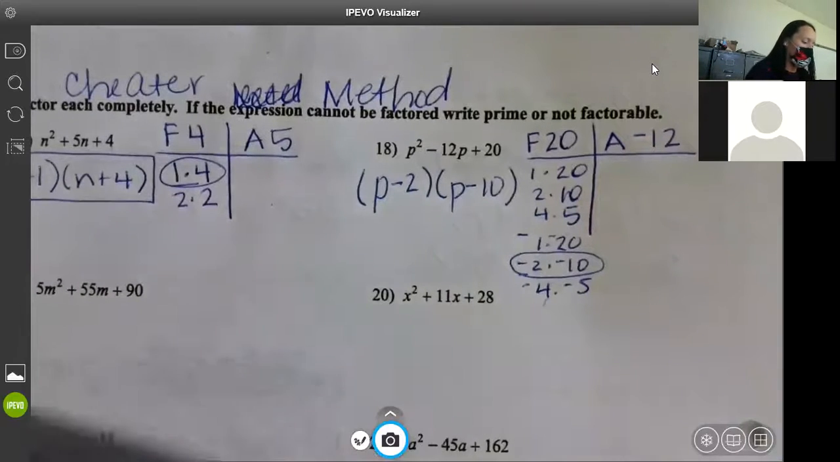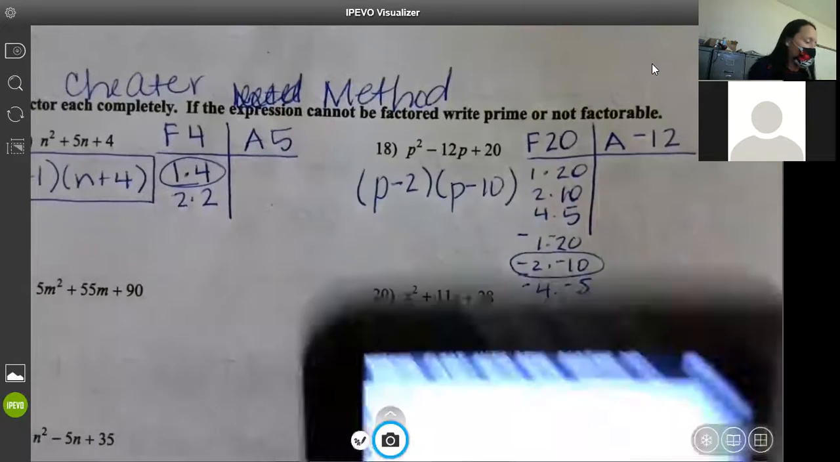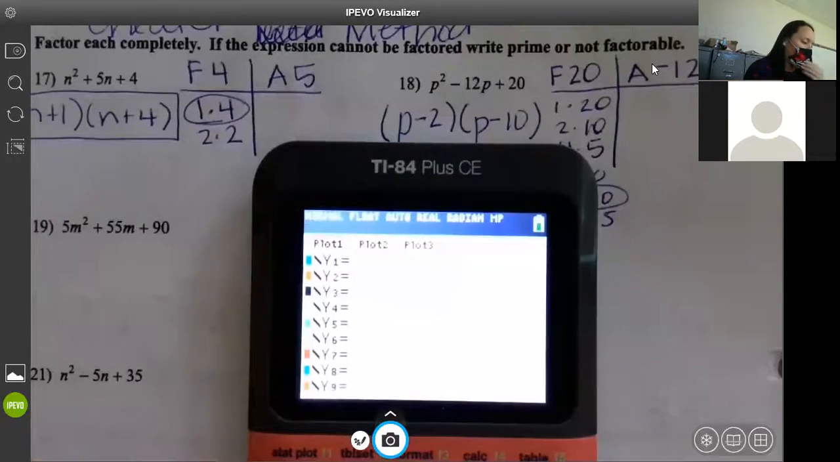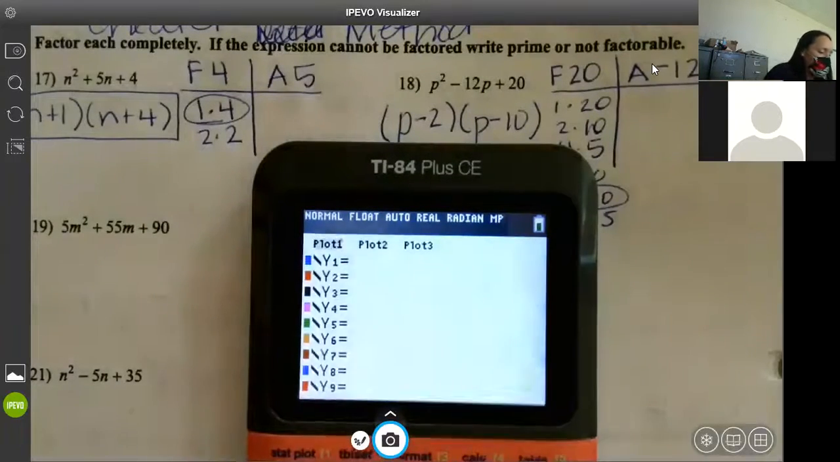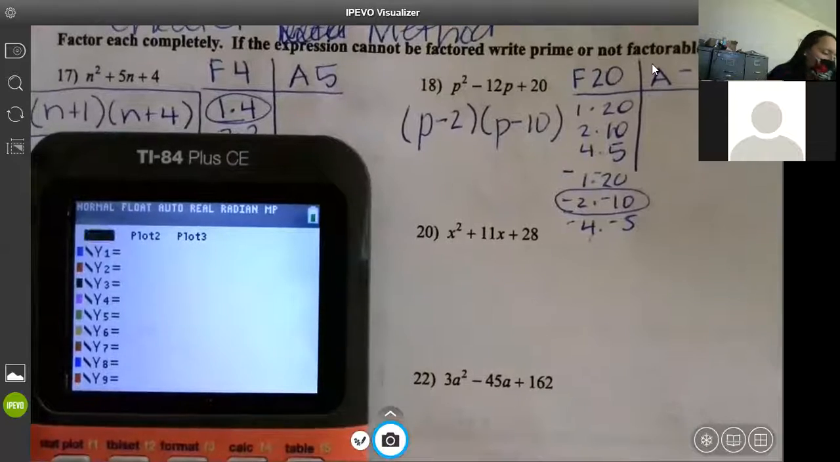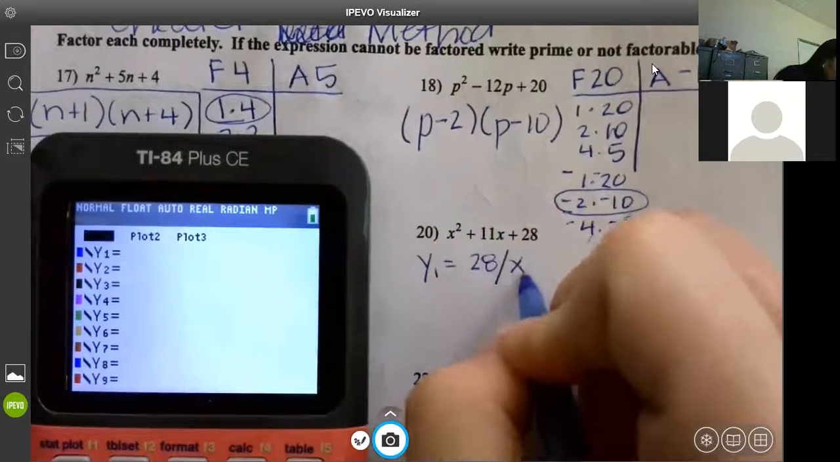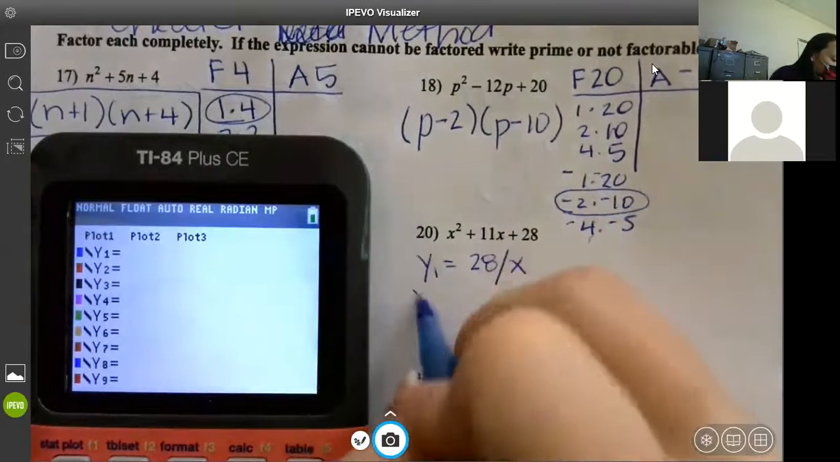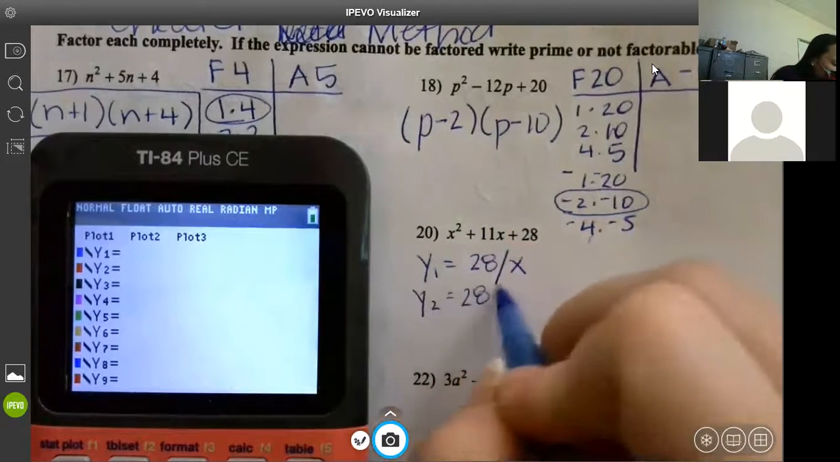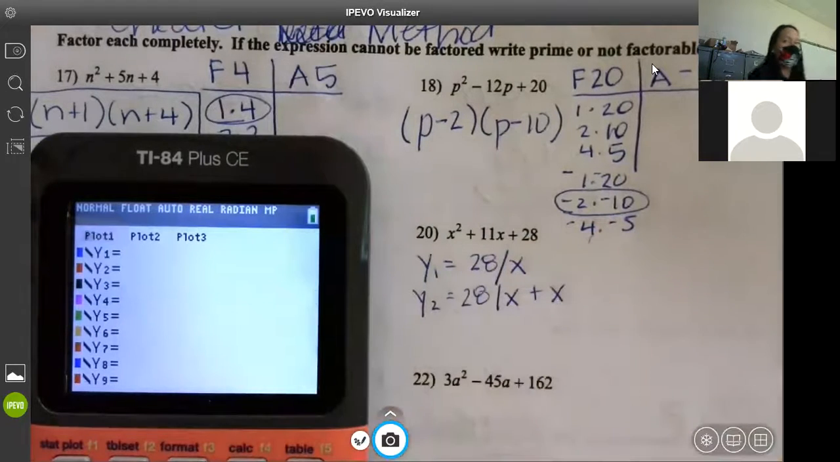All right, watch this. In your y equals, make sure there's nothing in there. I'm going to do number 20. In y1, you're going to put the last number divided by x. And in y2, you'll put the last number divided by x plus x. If it's a negative, make sure you put a negative, okay? And we'll do one that has a negative in a minute. So in y1, 28 divide x. And in y2, 28 divide x plus x.